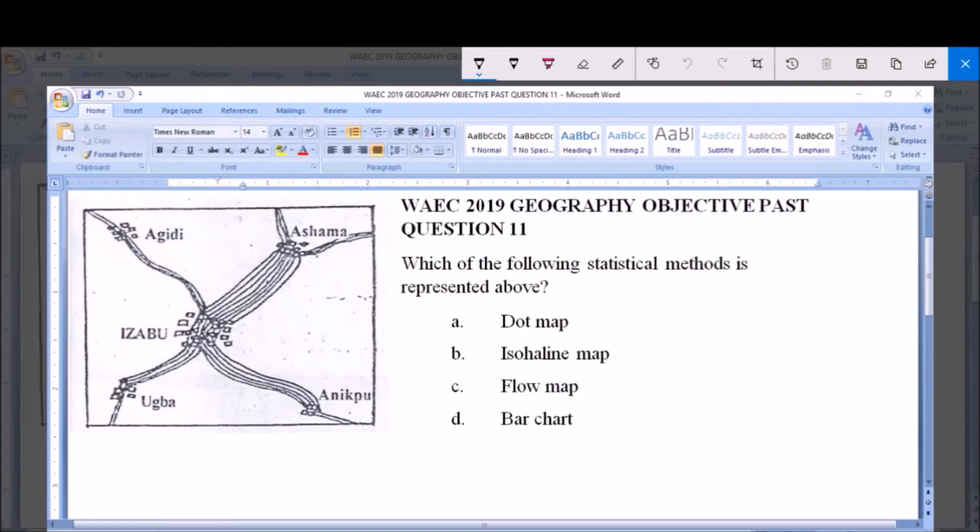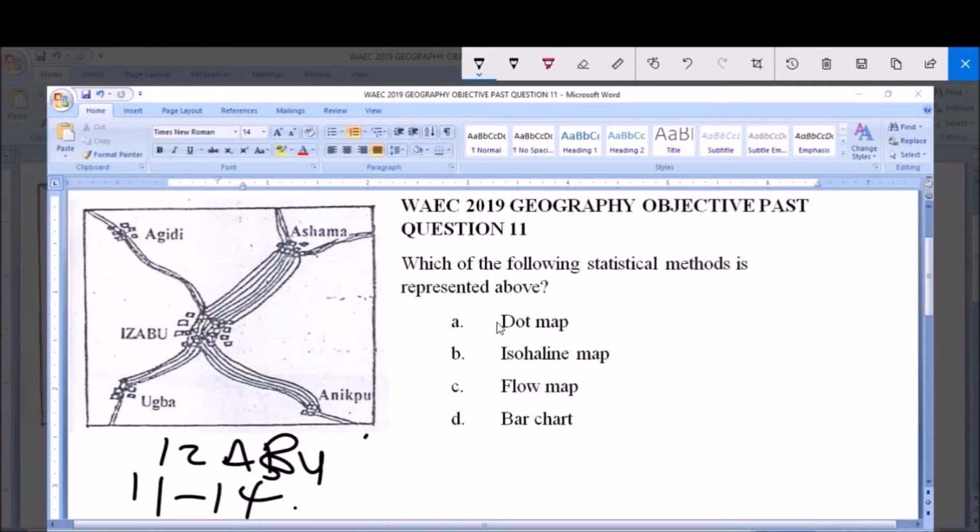Hello and welcome. I'm going to be answering WASSCE 2019 Geography Objective Past Question 11. So we have a diagram here of a region, Zabu region, and we are to use this diagram to answer questions 11 to 14. So, which of the following statistical methods is represented above, that is in this diagram? A. Dot map, B. Isohaline map, C. Flow map, D. Bar chart.